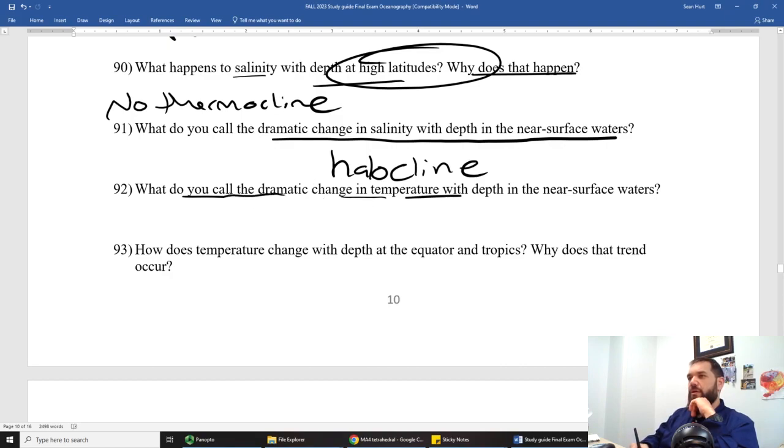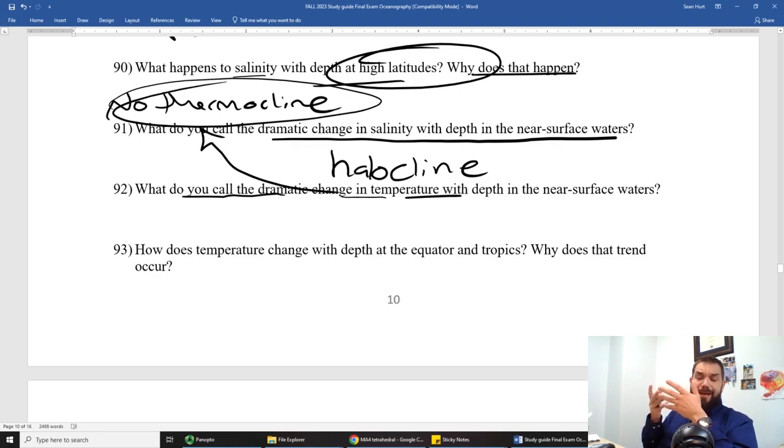Now, what do you call the dramatic change in temperature? Like I said, that is called the thermocline. I wrote it up here. That arises from the fact that the sun is heating up the ocean from above, and so that relatively hot water tends to float. It's less dense, it's more buoyant, so it tends to stay on top.